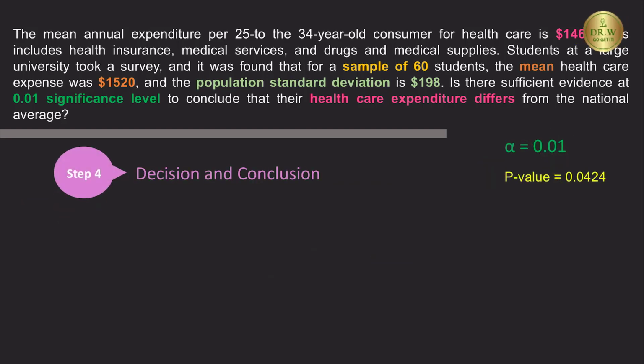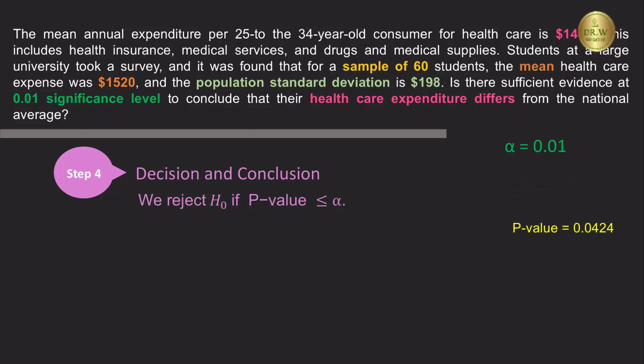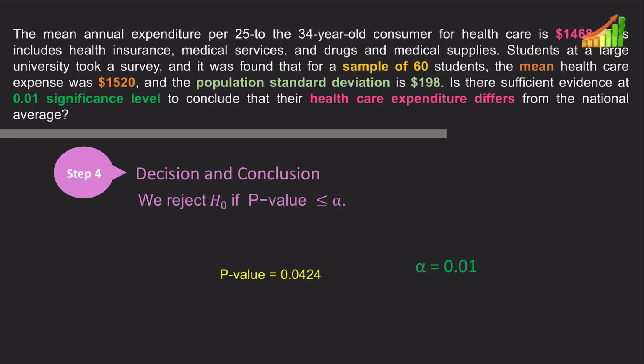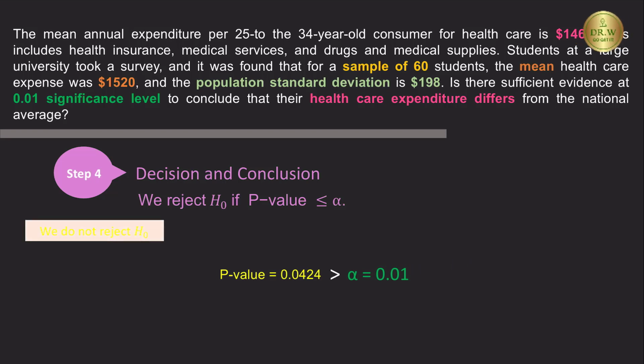Step 4 is decision and conclusion. How do we get the decision? We reject H0 if p-value less than or equal alpha. Therefore, we need to compare p-value with alpha. So what is the p-value here? 0.0424. Alpha is 0.01. Therefore, p-value is greater than alpha here. So what is the decision? Our decision is we do not reject H0.